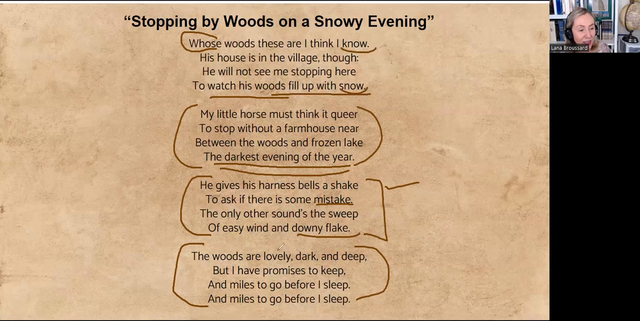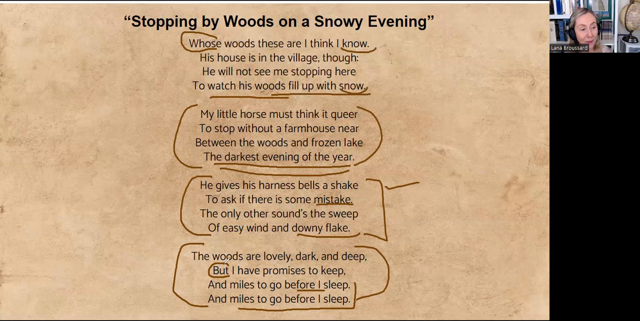The woods are lovely, dark and deep, but what is this word called? Anybody? What is that? Hinge word. Yes, you remembered. Good. So what's happening here? A shift. Yes, there's a shift. But I have promises to keep and miles to go before I sleep. And miles to go before I sleep.